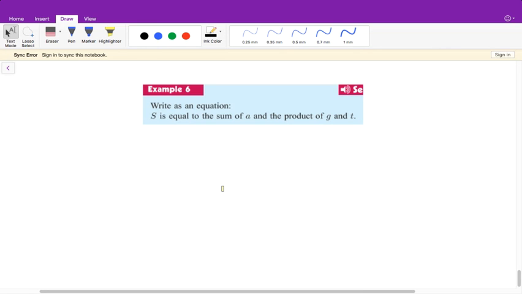So we need to go ahead and rewrite this. First I see S is equal to, so I can rewrite it as S is equal to. And then it says the sum, so that's my operation. I know I'm going to be adding together. So the sum of A and the product, another operation, of G and T. That means I'm adding A plus the product of G and T. So it will be A plus G times T. All right, and that will be our final answer for this equation.